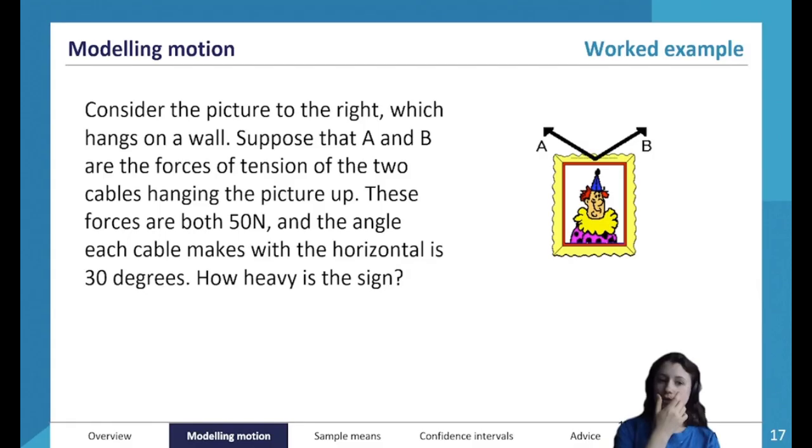Alright, getting onto this question here, this one is more complex. So what I recommend is for you guys to pause the recording, have a go at this yourself, see how you go, and then watch the solution as we go over the answer. So, consider this picture hanging on the wall. A and B are the forces of tension of the two cables hanging the picture up. These forces are both 50 newtons, and the angle each cable makes with the horizontal is 30 degrees. How heavy is the sign?